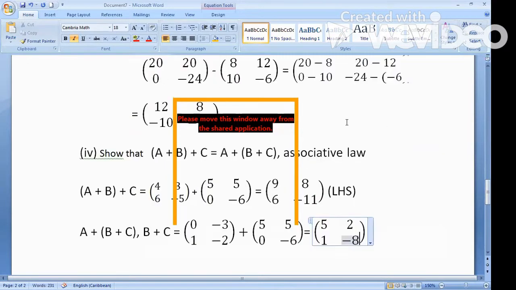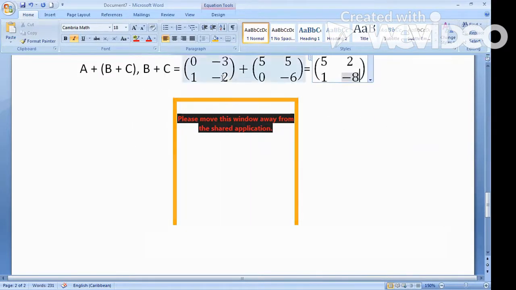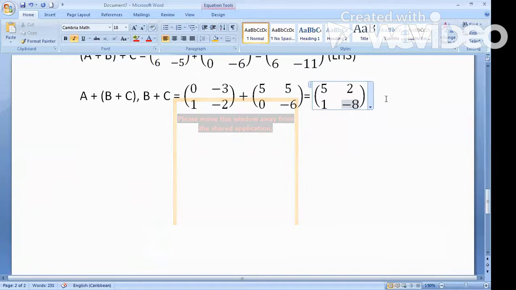If you can't bother to work it out, then stop me. You can just use a calculator, it actually works out. All right, so this is B plus C. So what I'm going to do is put A in front of it.